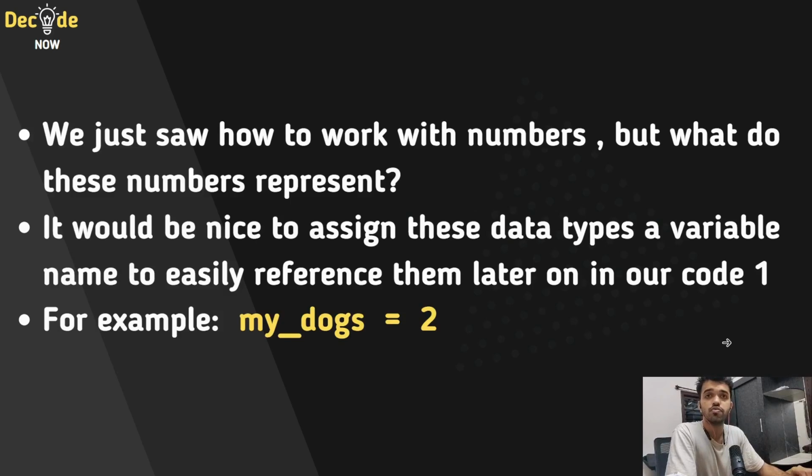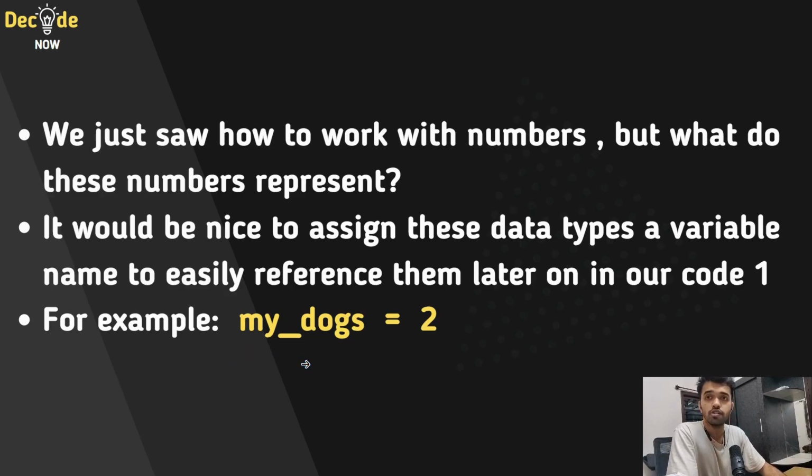In the earlier video, we saw how to work with numbers and perform various arithmetic operations using Python. But what do these numbers represent? It would be nice if we could assign these data types a variable name and easily reference them later in our code. For example, if I had two dogs, instead of just saying two, I would assign this integer two to a variable name called my_dogs.